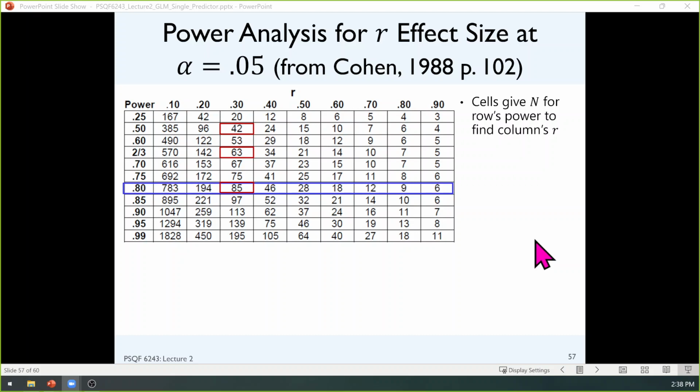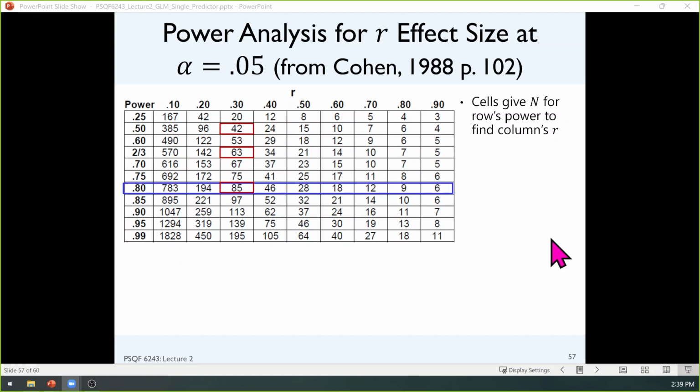So the lower the R, the more people you need to find it reliably. Is that the effect size? The lower the R is, the lower the effect size, yes. The lower the R, the lower the effect size, the smaller the relationship, the less it matters that you have X in predicting Y.